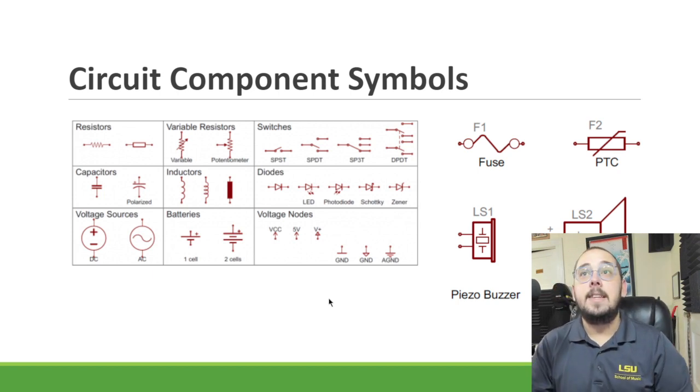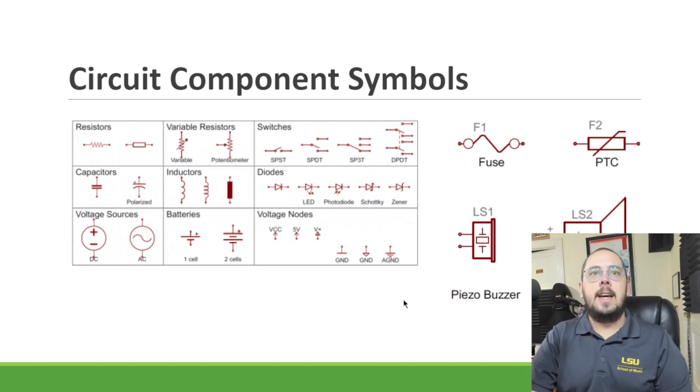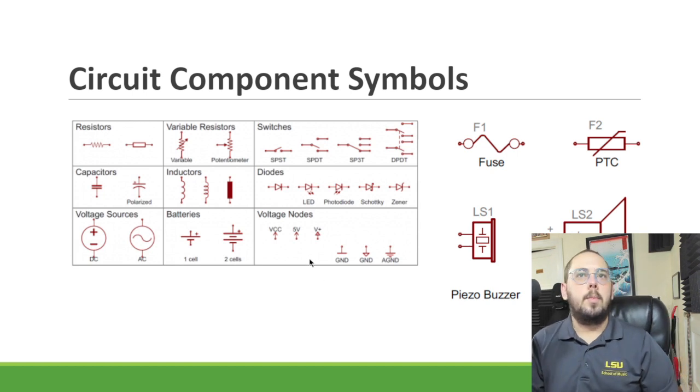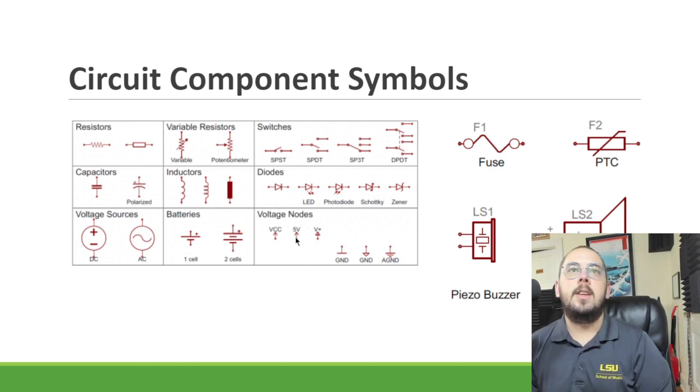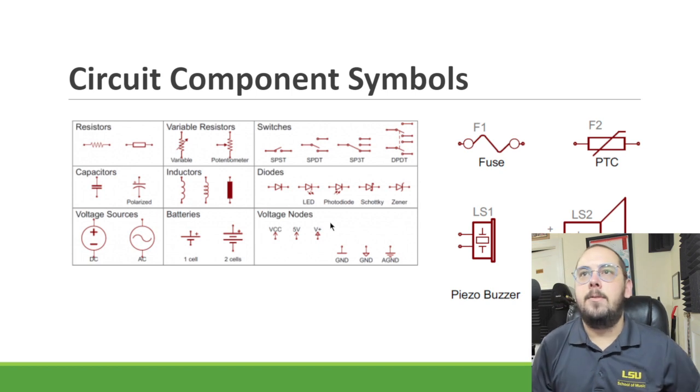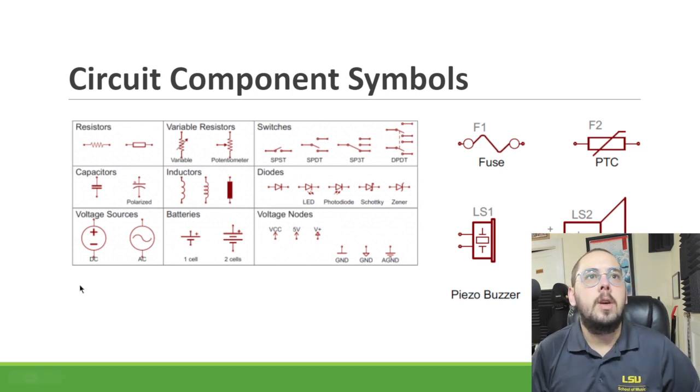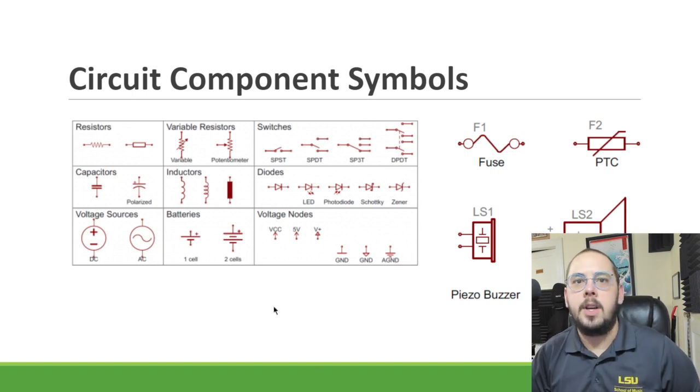On this page of the slides, there are some more of those symbols for the different types of components you might run into. So, power sources, batteries, voltage nodes, LEDs, switches, all that kind of stuff. I'm not going to go through all this in detail. If you want to look at a specific one, you can pause this.